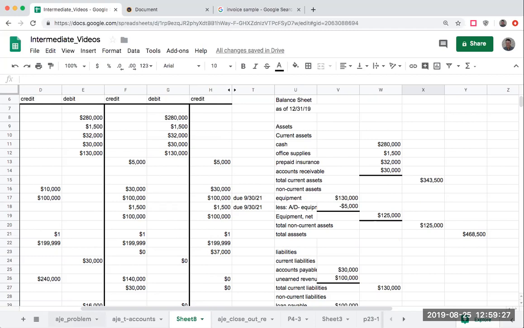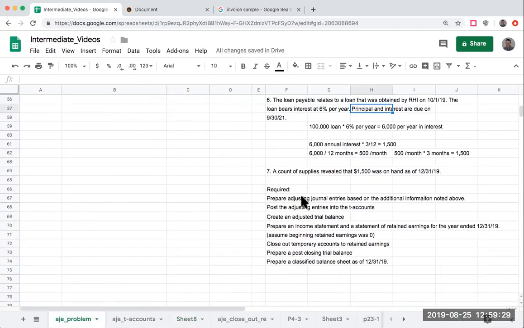And again, just to recap: in the first video, we did the adjusting journal entries, but we focused more on the T accounts first and created an adjusted trial balance. And then in this second video, we made an income statement and closed out our temporary accounts to retained earnings. We prepared a post-closing trial balance, and then we prepared a classified balance sheet as of December 31st.